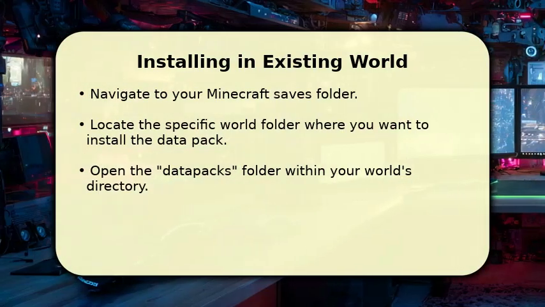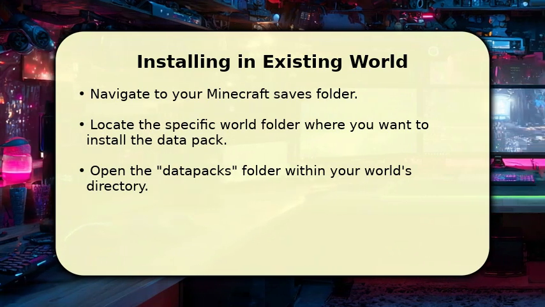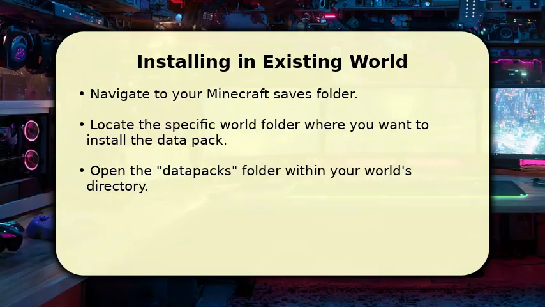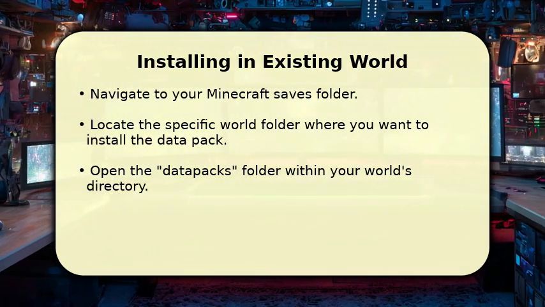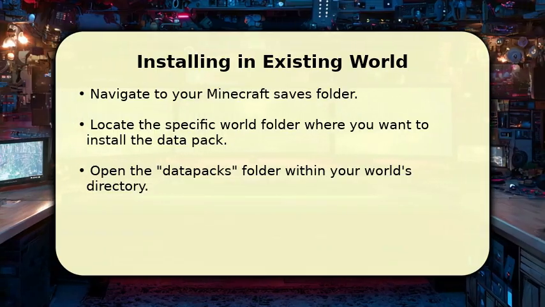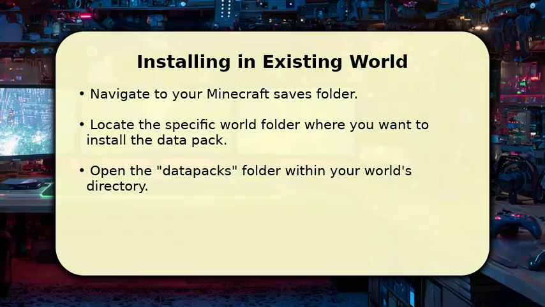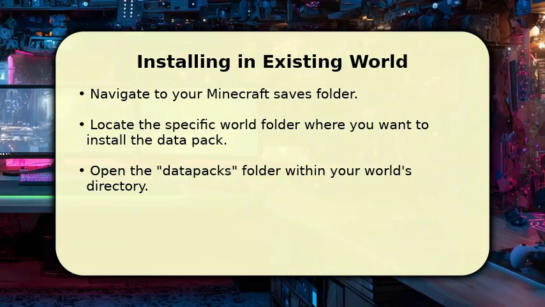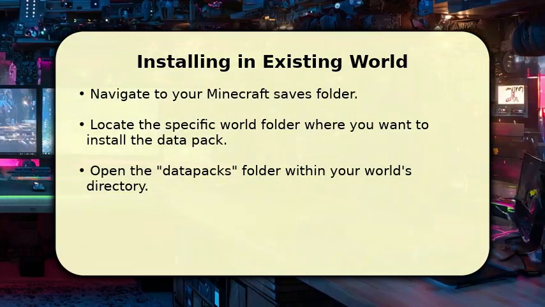To add a data pack to an existing world, you'll need to access your Minecraft Saves folder. Locate the specific world folder you wish to modify, then open its data pack subfolder. Drag and drop your downloaded data pack directly into this directory. After placing the file, launch your game, enter the world, and use the in-game command /datapack enable pack name to activate it. Remember to replace pack name with your data pack's actual file name.